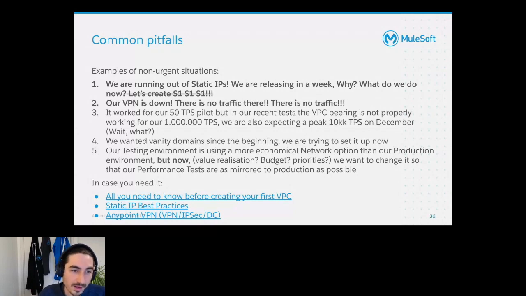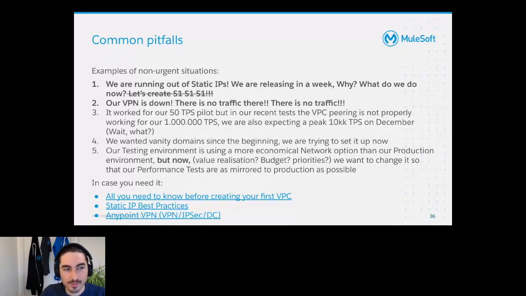We wanted vanity domains since the beginning, and we're trying to set them up now. Our testing environment is using a more economical network configuration than our production environment. But now, whether because you were having performance issues, whether because there's value realization, there is budget, whatever it is, the priorities change, and you want, as an organization, to have your performance tests be as accurate as possible.